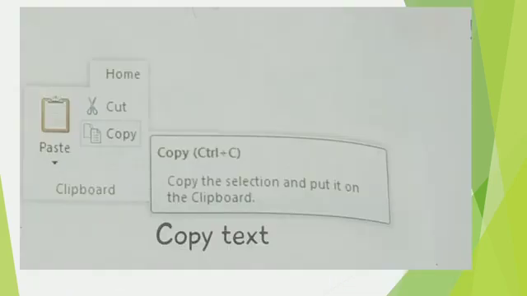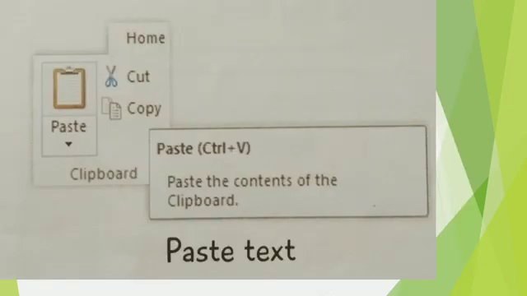Copy text. First, select the text. Second, on the clipboard group, you have to click on Copy. Now move the cursor to the location you want the text to be moved. On the clipboard group, click on Paste. Now the text is copied to the new location, students.